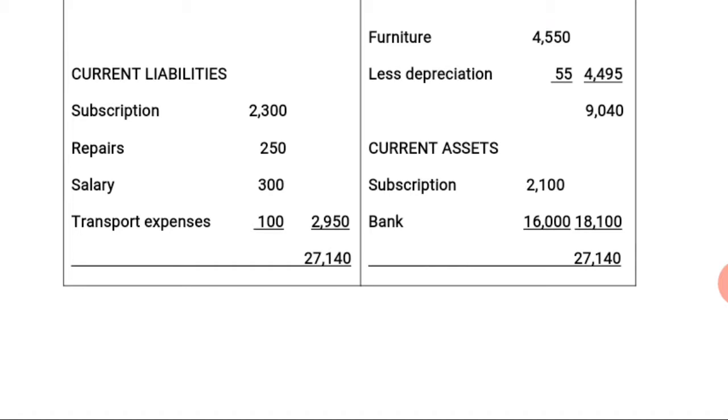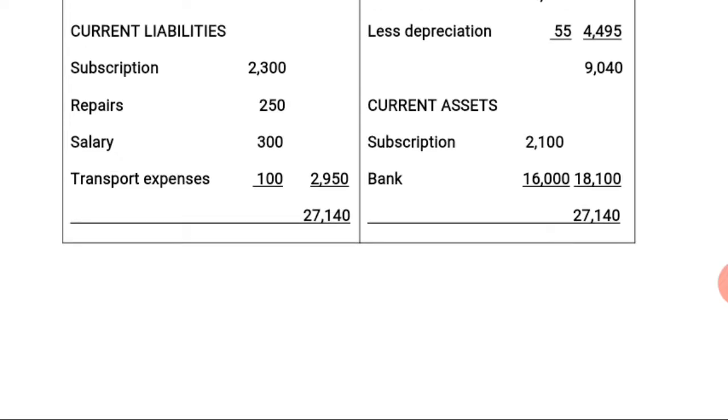We have the subscription owing as at the end of 2014, that is the one that is yet to be paid by members as at the end of 2014, which stood at 2,100 naira. Then we have the cash balance in our receipt and payment account, or we may call it the bank balance of our receipt and payment account, which stood at 16,000 naira. So by adding 16,000 naira to 2,100 for subscription owing, we have 18,100 naira as our current assets.